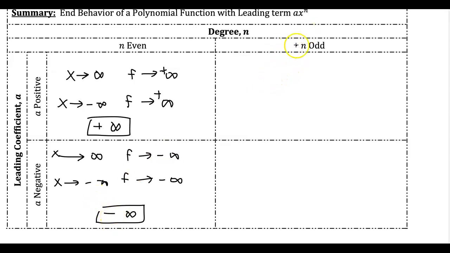And when the degree is odd and a is positive, as x goes to infinity, the polynomial is going to go to infinity. However, as x goes to negative infinity, the function's also going to be negative, because if you raise a negative number to an odd power, it's still negative. Okay, so this goes to plus or minus infinity, depending on which side you're going to.